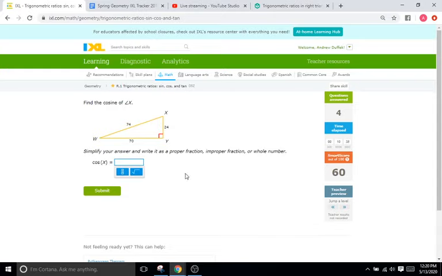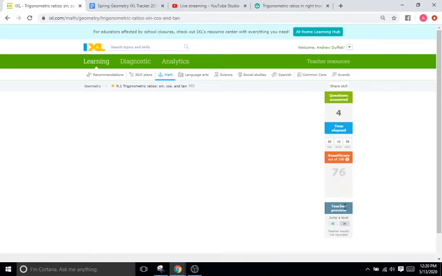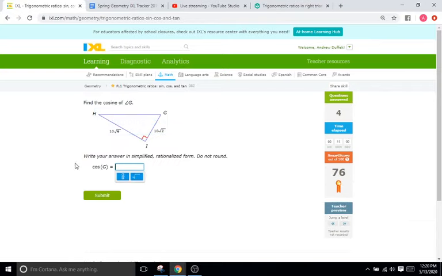Cool. Okay, so you see they're pretty much the same problems here. I'm going to jump and see if there's anything different. What is cosine of y? Okay, that's fairly obvious. It's just adjacent over the hypotenuse. So 3 square roots of 7 over 3 square roots of 10. Okay. Cosine of g. So 10 square roots of 2 over the hypotenuse.